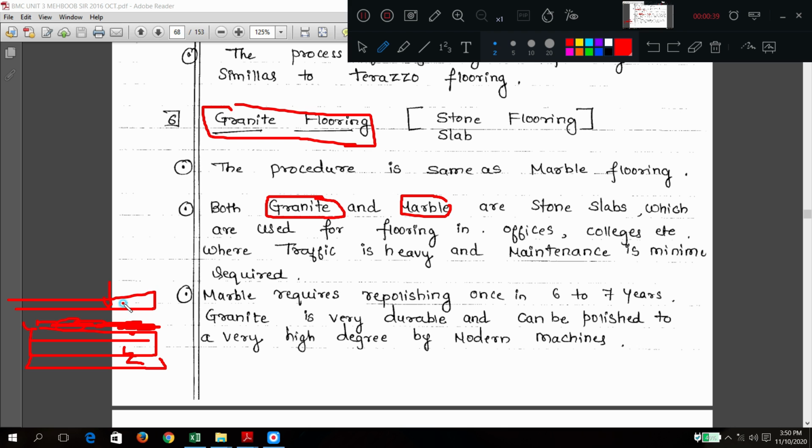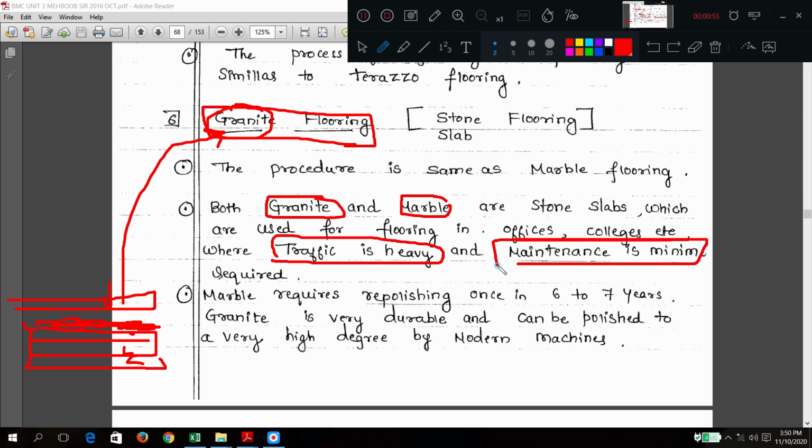Here, instead of mosaic, they are using granite stone. But compared to mosaic, this granite is very strong. So that is why it is used where traffic is heavy, office, college, and maintenance is minimum. So everything is the same.